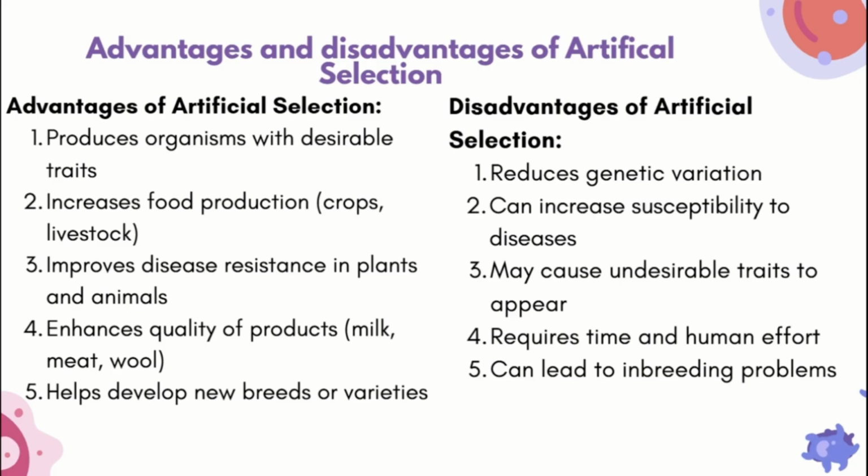We can improve disease resistance. It can also enhance the quality of products, and all of this is basically us editing. We're tampering for the better, if you get what I mean. It also helps develop new breeds or varieties. Then you have disadvantages of artificial selection.